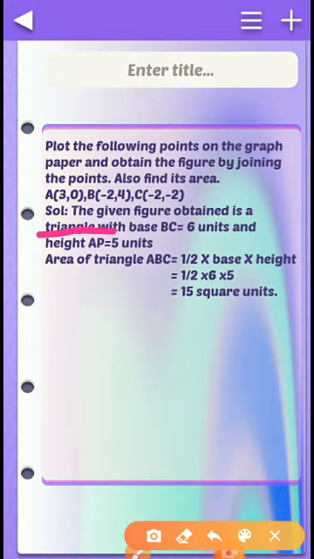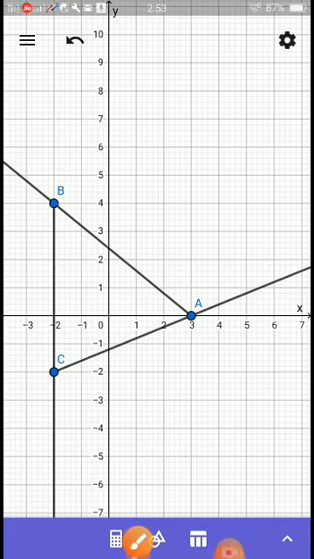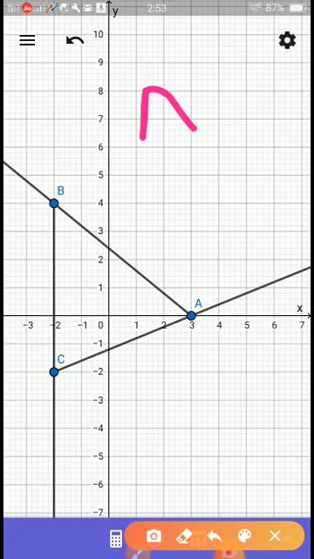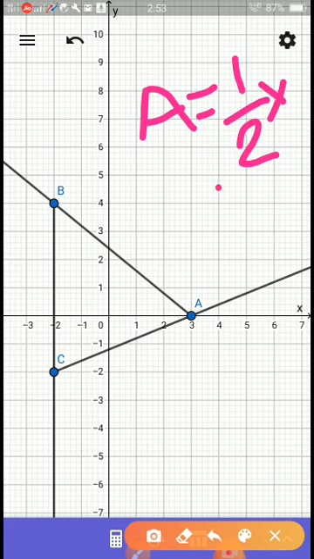I have got it as a triangle. What is my base given here? Yes, you know what is the area of a triangle? In order to find the area, we have to do half into base into height. That means I should have a base and I should have a height. No need to know all the three sides. Only base and height is enough. Your height is always perpendicular to the base.